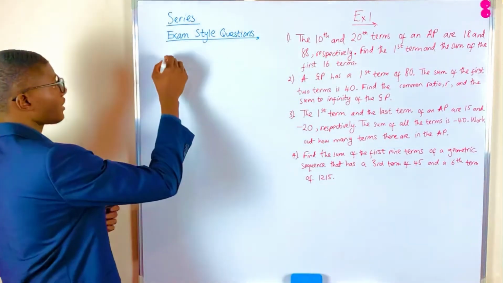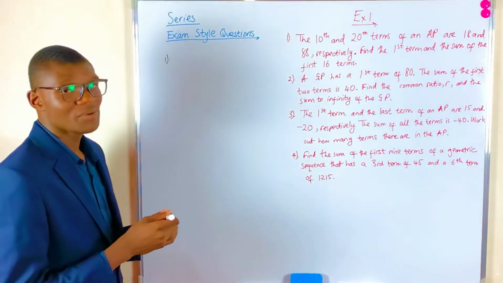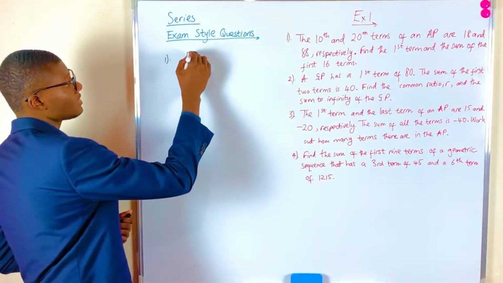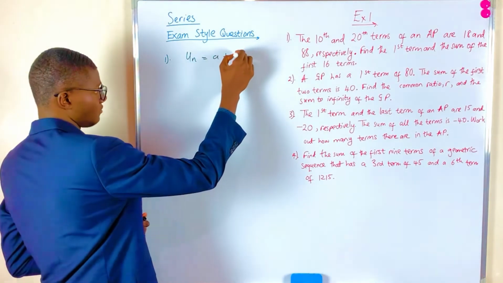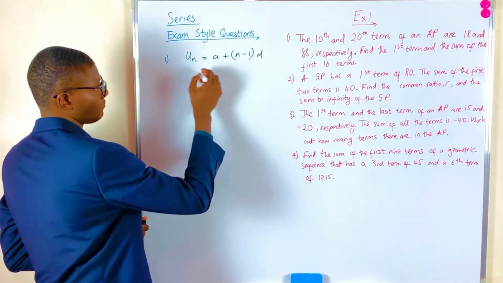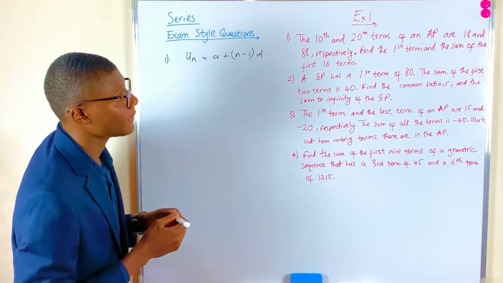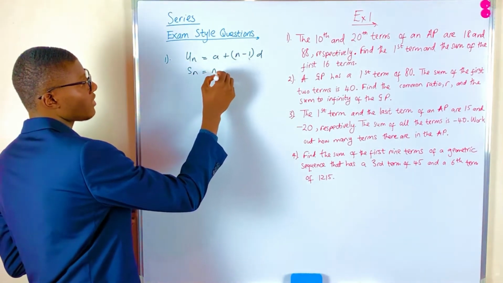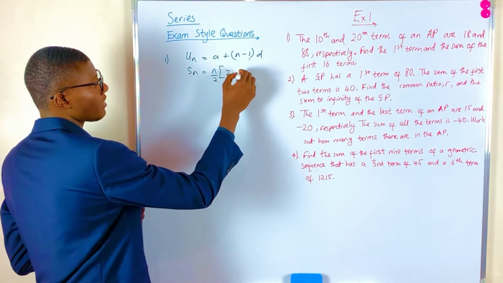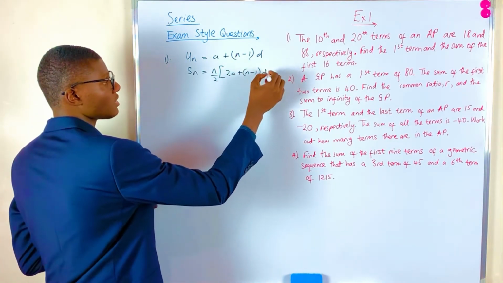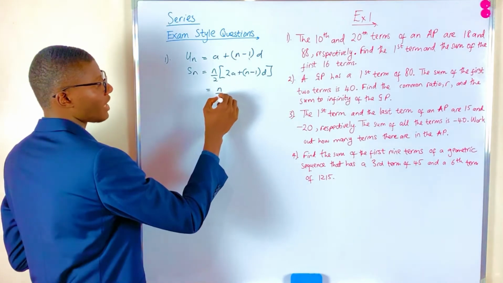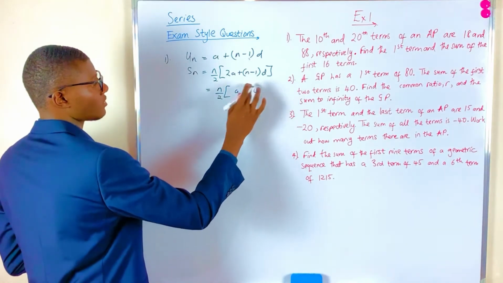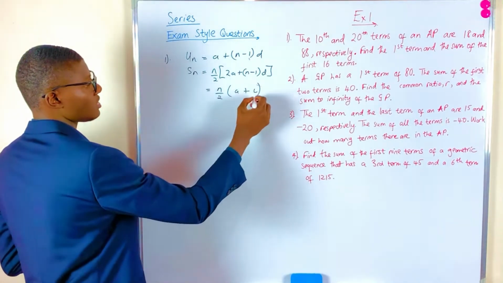So for number one, what we know about arithmetic progressions is that the nth term is given by a plus (n minus 1) times d, and the sum of n terms is given by n over 2 times (2a plus (n minus 1) times d), or it is also given by n over 2 times (a plus l), like this.